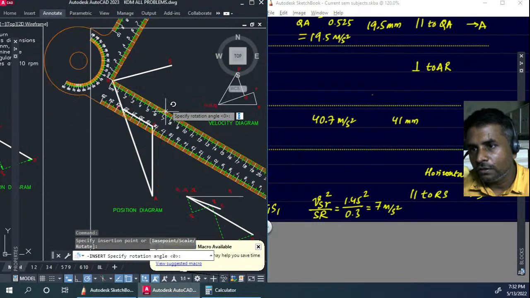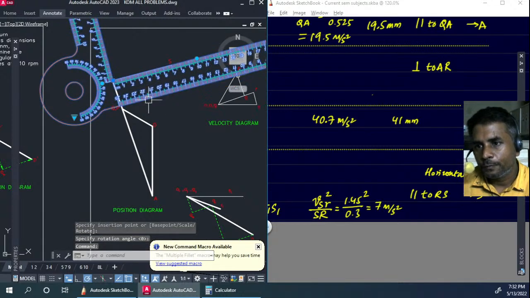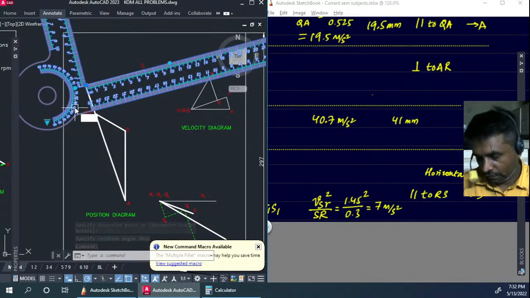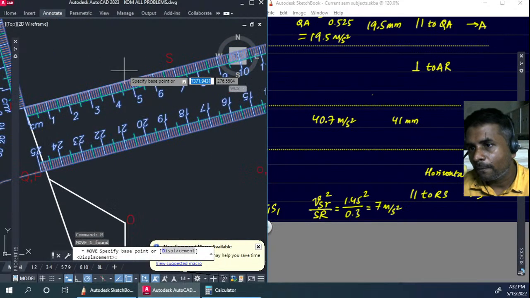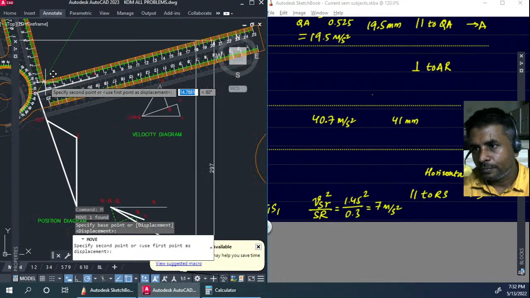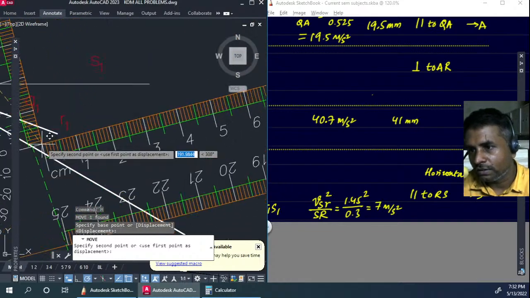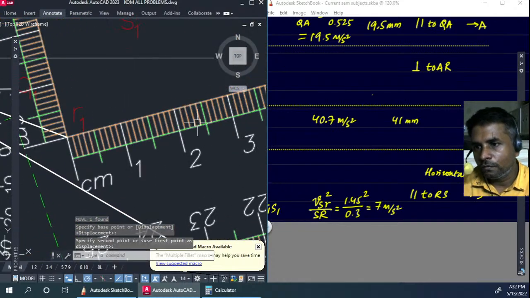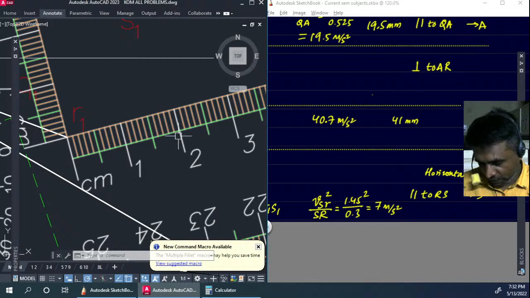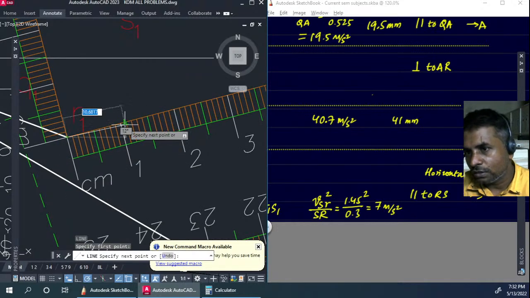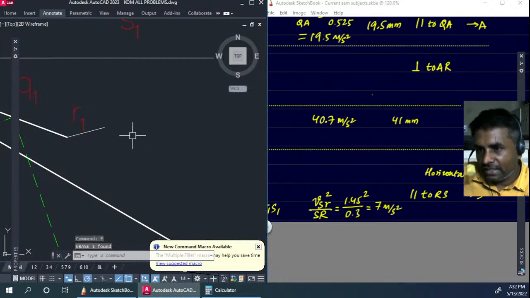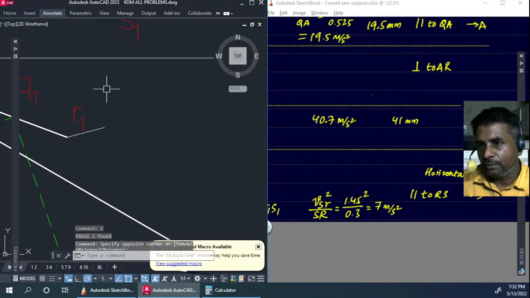So we need to keep it here parallel to this, and I need to take a line parallel to this, and we already got the point R1, so we got to go in this direction by length 7 meter per second square, so that's going to be 7 mm in this case. So when we take that, we are going to reach a temporary point.